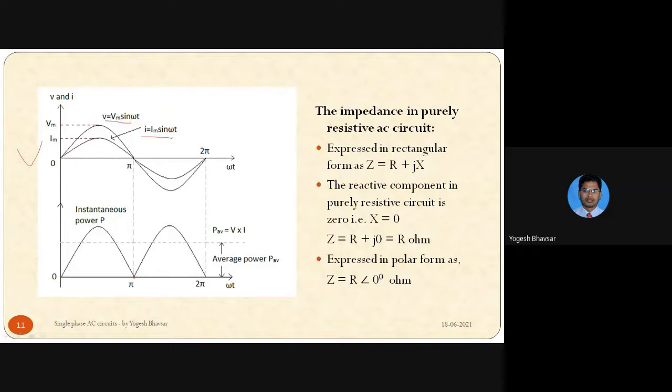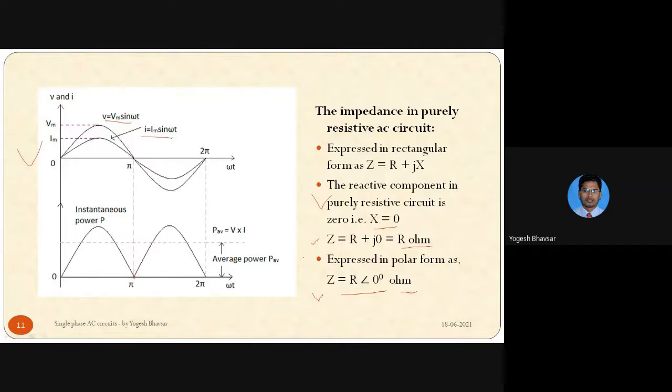So the impedance in a purely resistive circuit is expressed as Z is equal to R plus jX. As the reactive component is not present in the purely resistive circuit, X will be equal to 0. So Z is only equal to R, or in polar form we can represent it as R at an angle of 0 degrees, in terms of the ohm. So this is the impedance, which can be represented in rectangular or polar form.